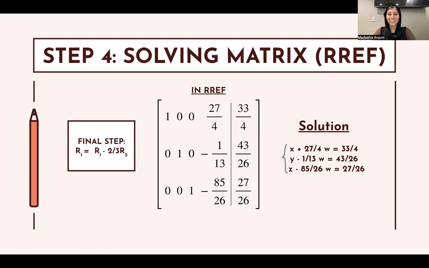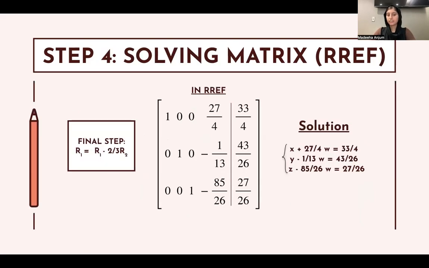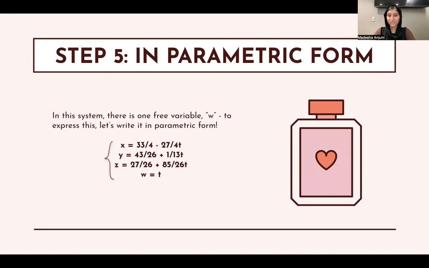If you noticed, the fourth column in the RREF matrix has no pivot, which makes W a free variable. This means that this system has an infinite number of solutions because W can be theoretically filled in with any value. We can parameterize our solution from the previous slide as such, setting W equal to T and rewriting the other equations in terms of T.